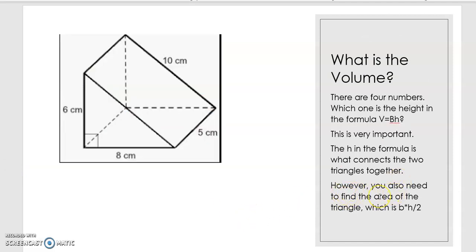Well, area equals area of the triangle, base times height divided by 2. So let's say you get this, and they want to know what is the volume. So here we have 4 numbers. So which one is the height in the formula volume equals base times height? Now this is very important. The h in the formula is what connects the two triangles together.